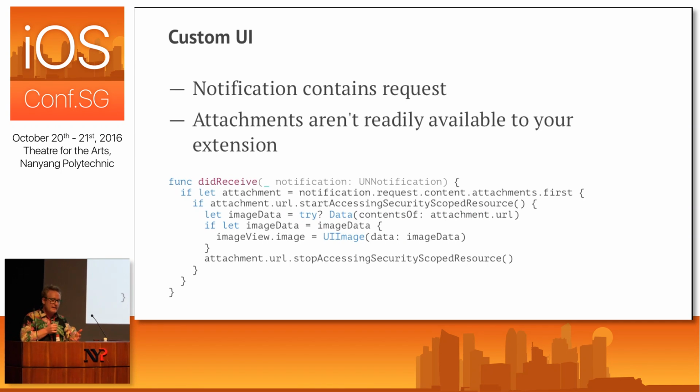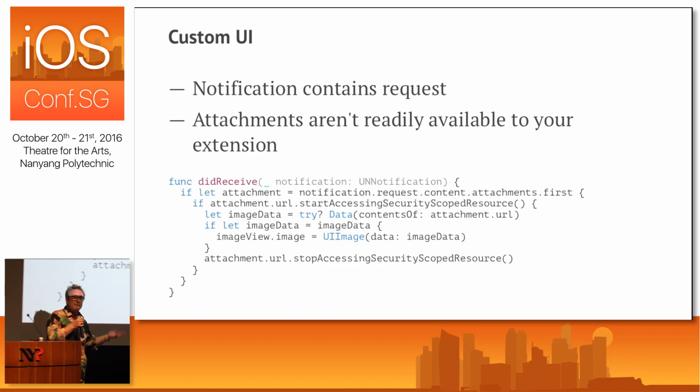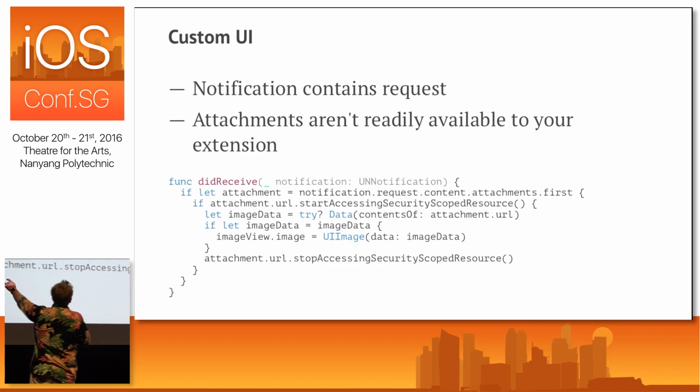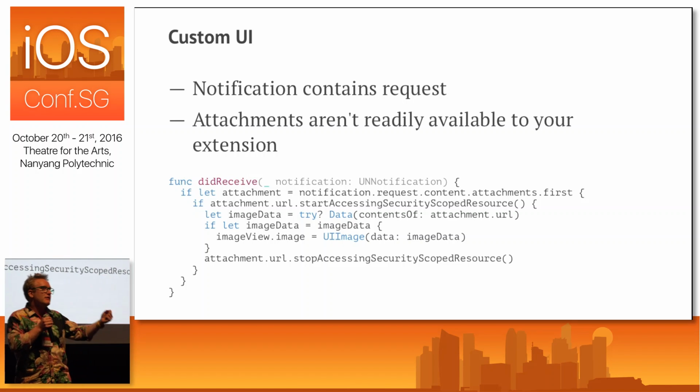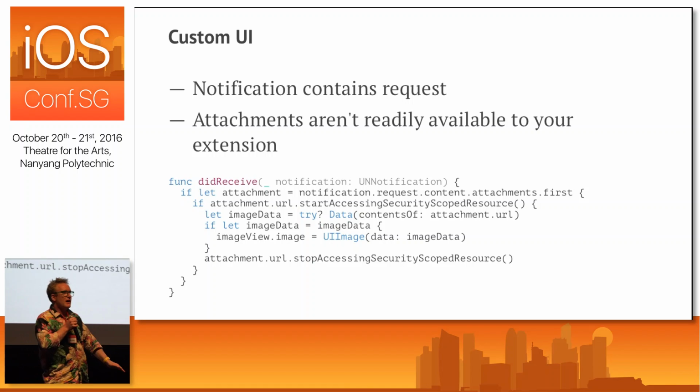And then all I'm doing here is I'm going to find the first attachment in there, which is going to be an image, because I added an image to it. And I'm going to try and grab hold of that image and then put it in my image view. The only weird thing here is, remember I said that when you create an attachment, you give it a URL, and the system will go off and download that and store it somewhere. Well, it doesn't store it in your app bundle. You don't have access to that.